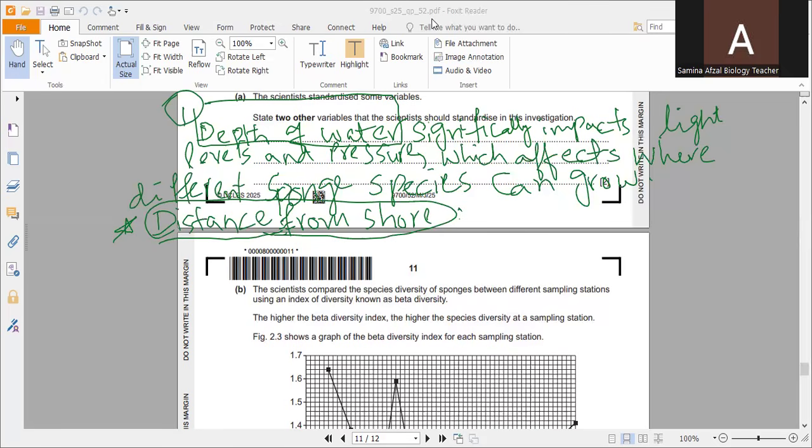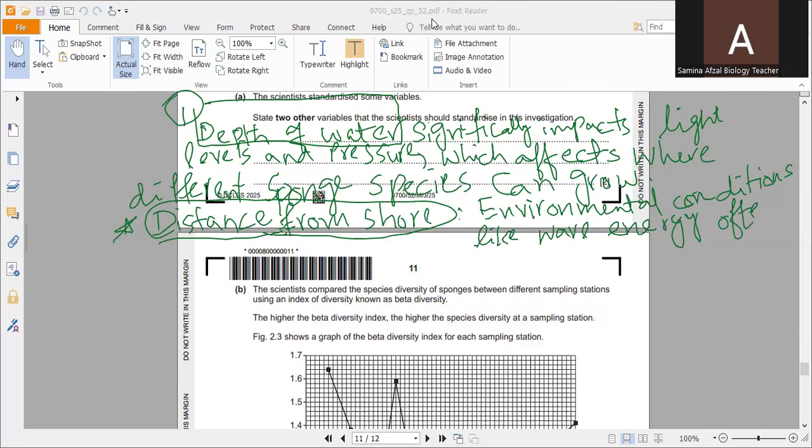So because the environmental conditions like wave energy often change as you move further from the coastline.